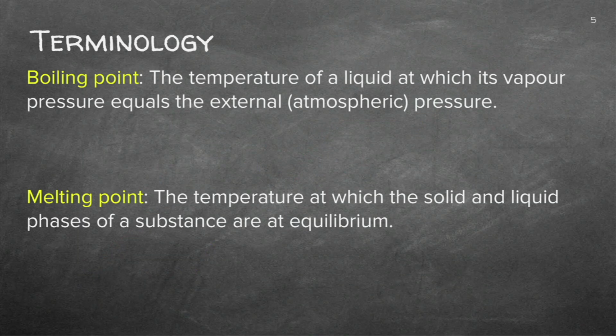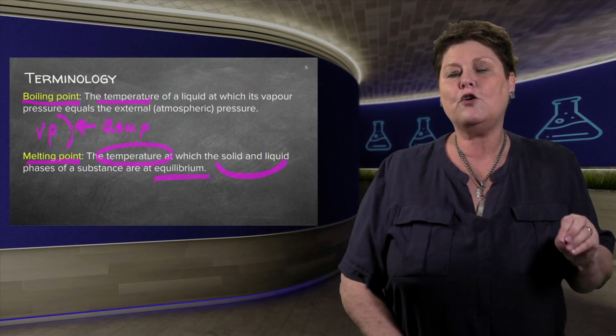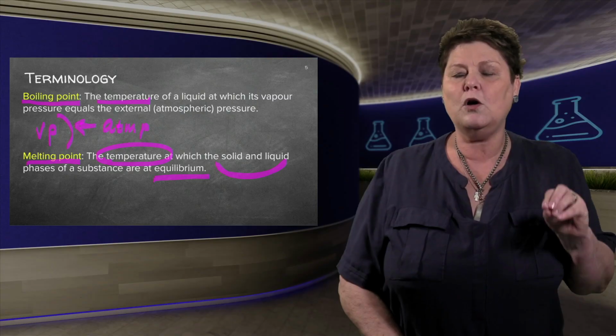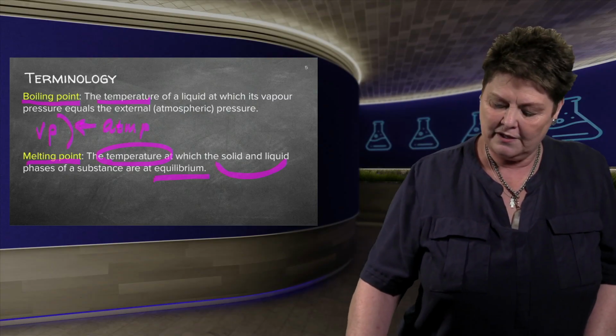And bear in mind that you've got to know two very, very important definitions. Boiling point is the temperature when the atmospheric pressure on the outside is equal to the vapor pressure inside. And melting point is the temperature when the solid and the liquid are in equilibrium. You've got to memorize those. You will be asked to give the definitions.